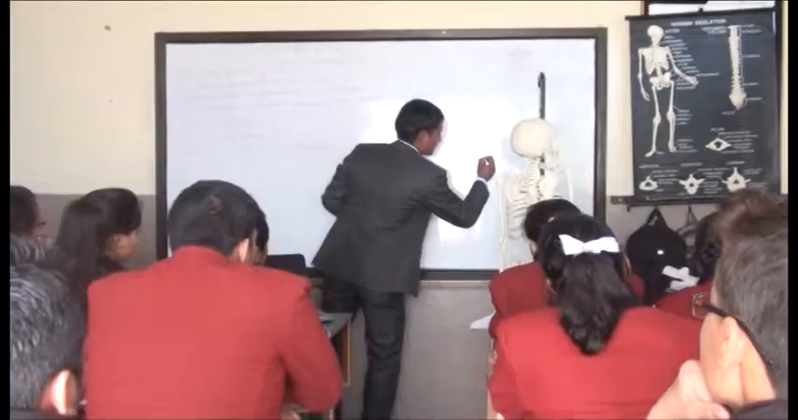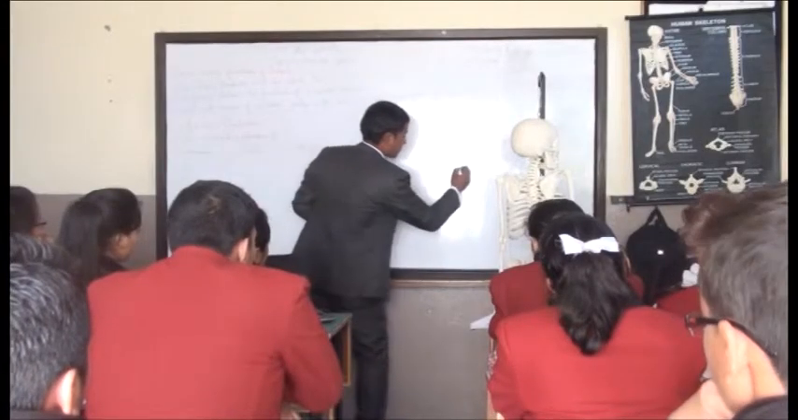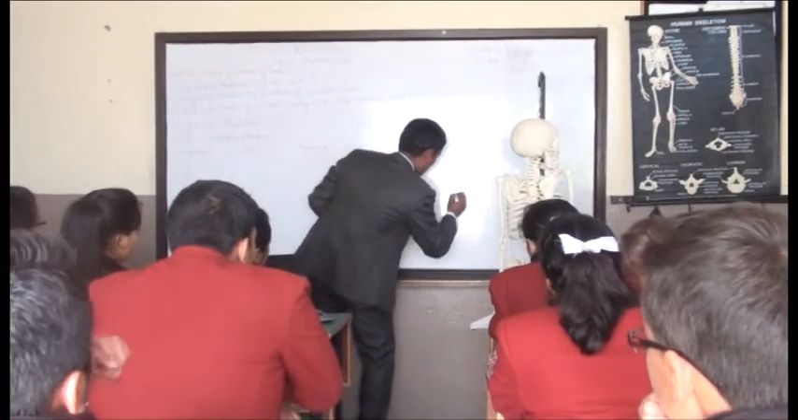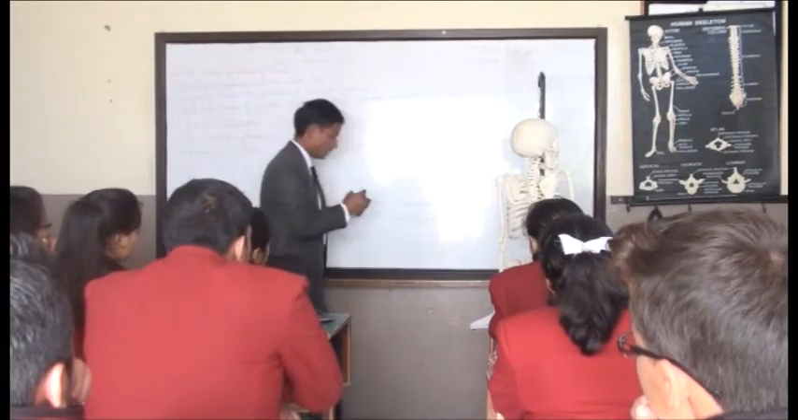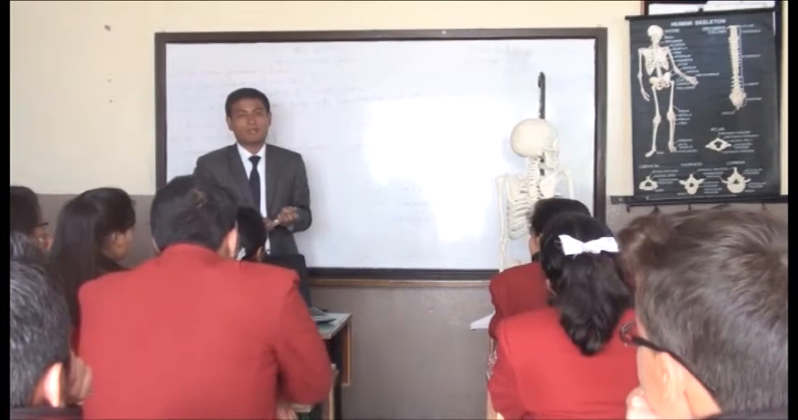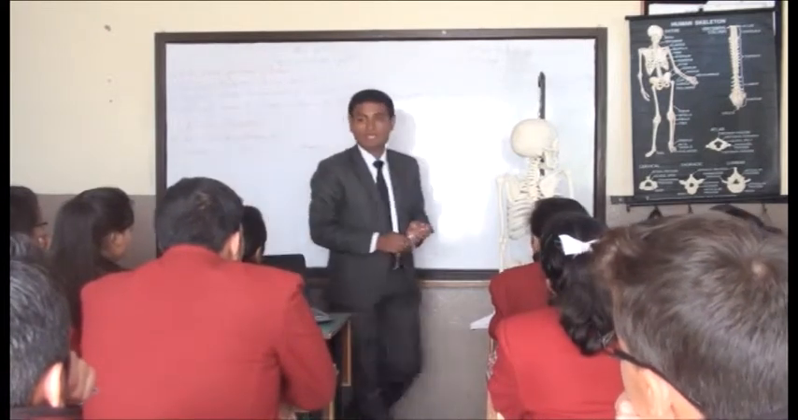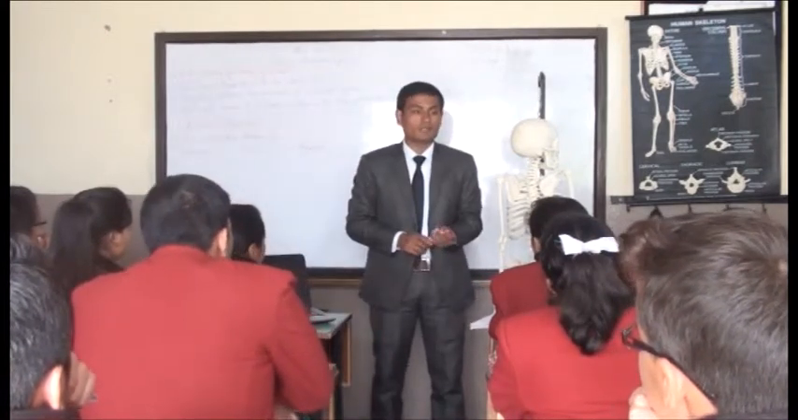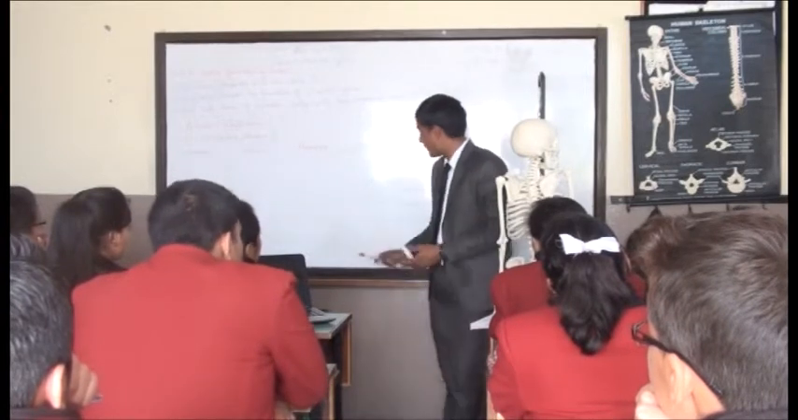Cervical vertebrae, 7 in number. Thoracic, 12. Lumbar, 5. Sacrum, 1. Coccyx, 1. If that person is an adult, because the number of bones in adults and infants varies.